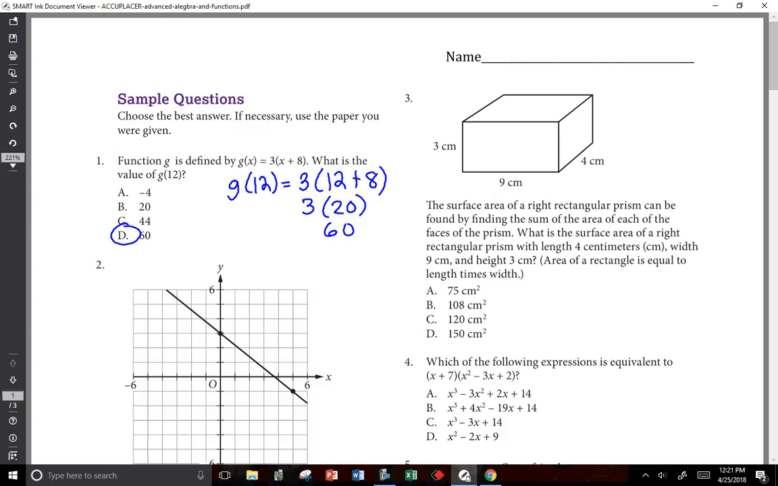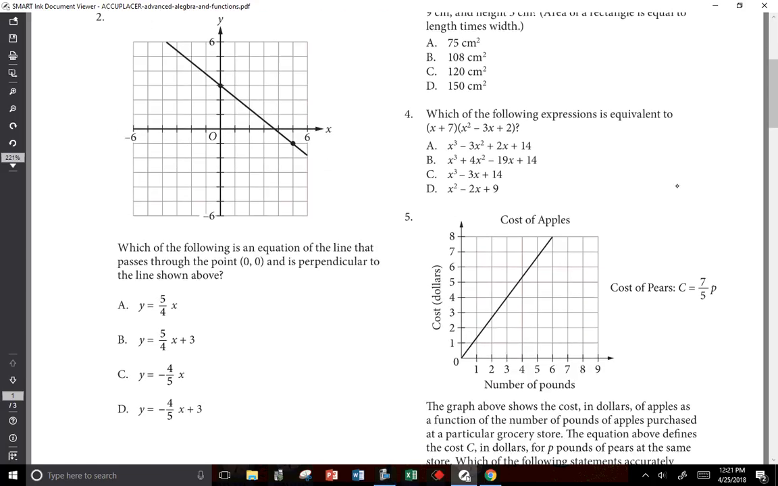Number 2. Which of the following is an equation of the line that passes through the point 0, 0 and is perpendicular to the line shown above? What does perpendicular mean? That's not perpendicular. What's that one? Parallel. So you have parallel and you have perpendicular. And those have rules for your slope.